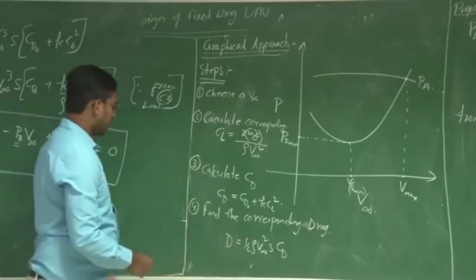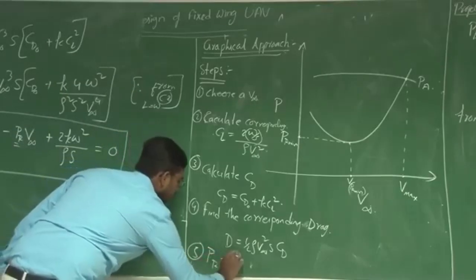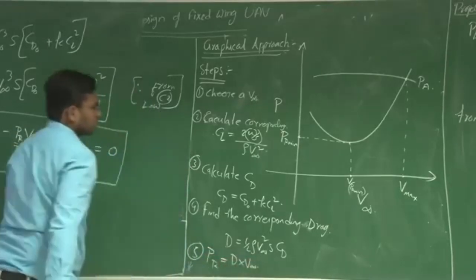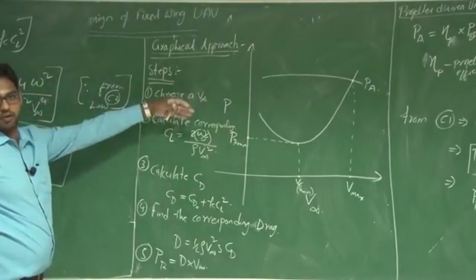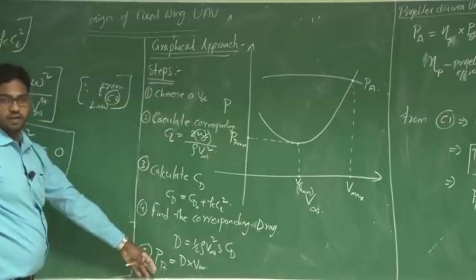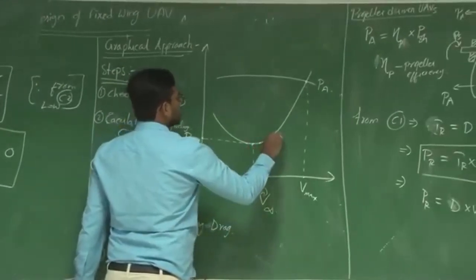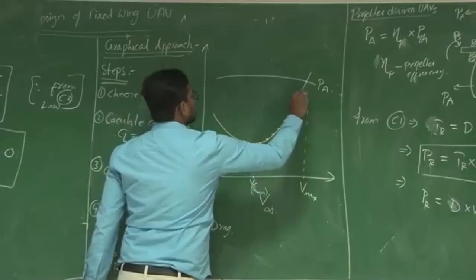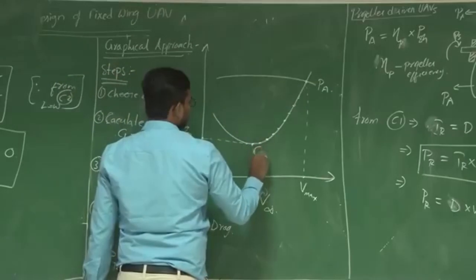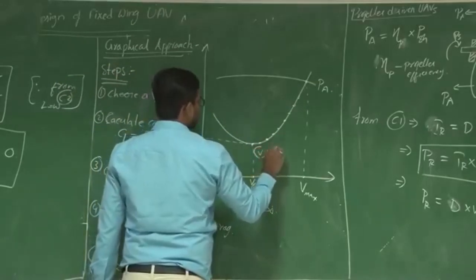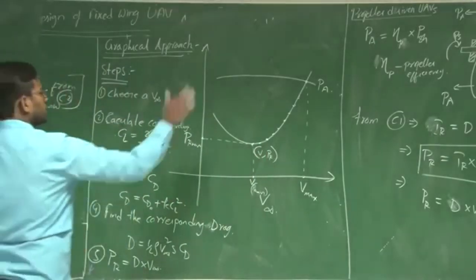Now, once you have the drag, you can find out the corresponding power required. Power required is equal to drag into velocity. So for each and every iteration, by changing to a different velocity, you will end up having a different PR. That means every iteration will get you different points, right? These points are the coordinates of this curve. Each point corresponds to V comma the corresponding PR, right? Once you have this, you can plot this curve.